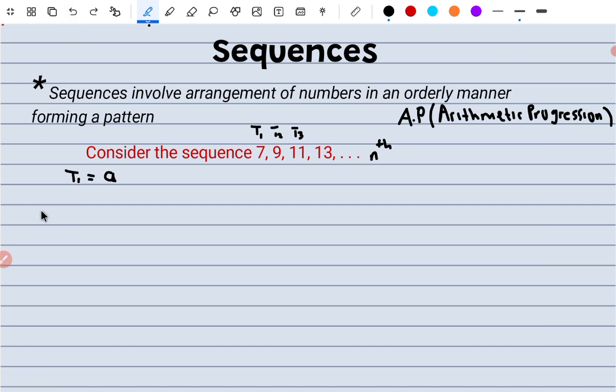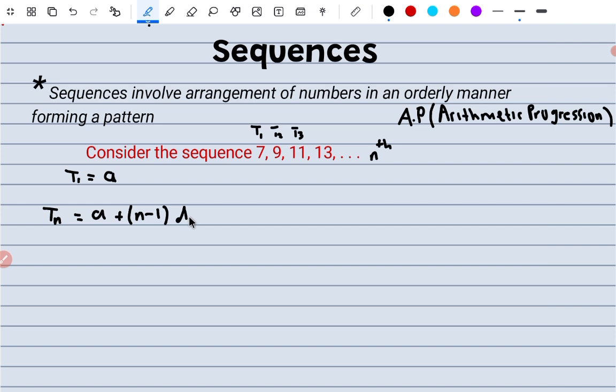So we say the formula for finding the nth term is equal to A, which is T1, plus N minus 1, in brackets, then D.